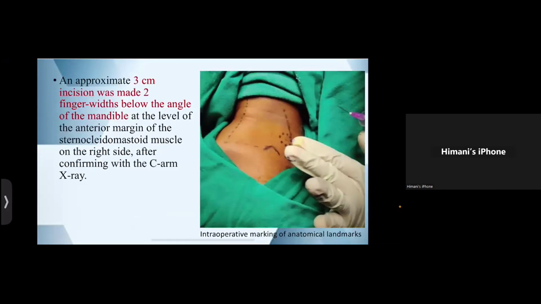An approximately 3 cm incision was then made 2 finger breadths below the angle of mandible at the level of the anterior margin of the sternocleidomastoid muscle on the right side, as it has been marked in this diagram, after confirming with the C-arm X-ray. So we can see the angle of mandible marked, and 2 finger breadths below it, there is the abrasive wound from where we have to make the incision.